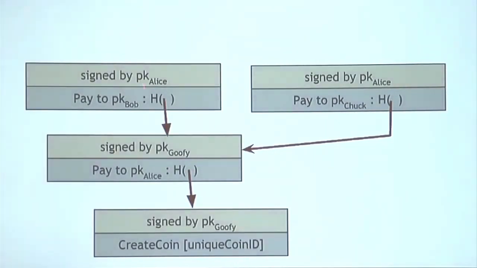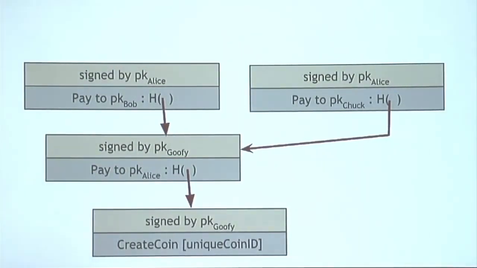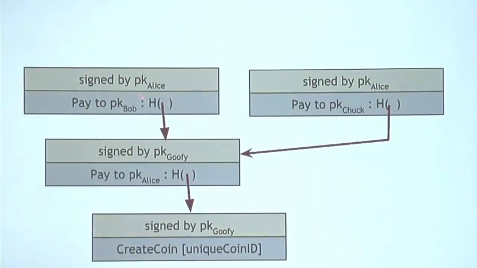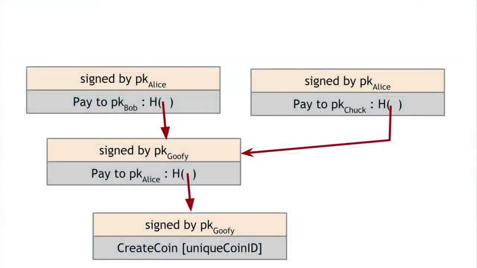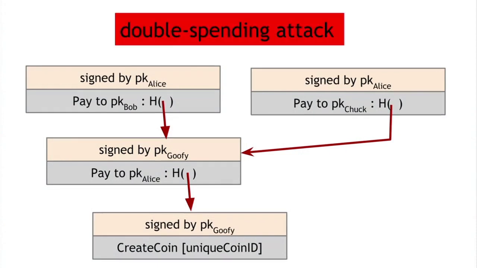Now, if Chuck doesn't know about this data structure in the upper left, let's say Alice just gave that to Bob and didn't tell Chuck. Now, Chuck will look at this and he'll think that this is perfectly valid, and now he's the owner of the coin. Chuck has a valid-looking claim to be the owner of this coin, and Bob has an equally valid-looking claim to be an owner of this coin, and that's a problem because coins are not supposed to work that way. This is called a double spending attack. It's called double spending because Alice is spending the same coin twice.